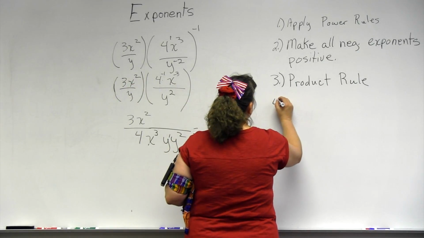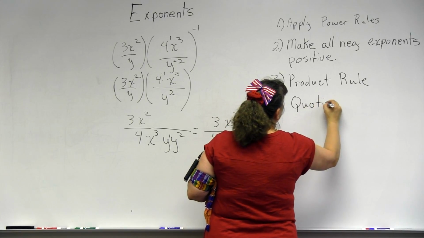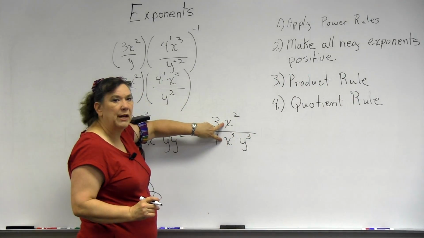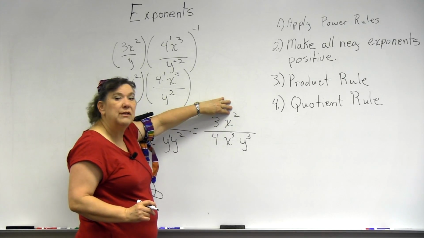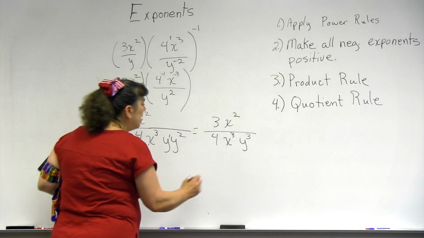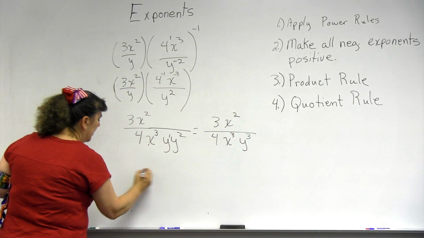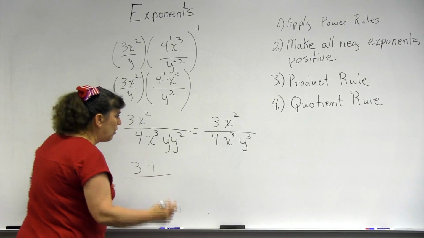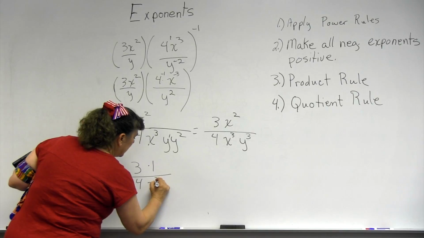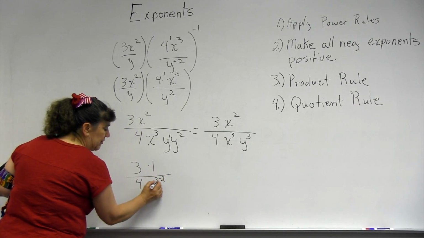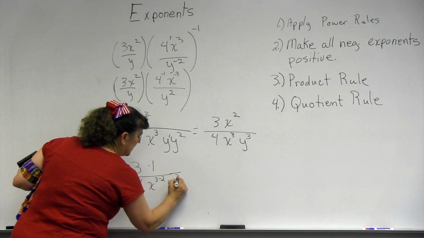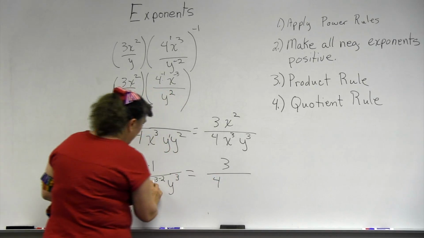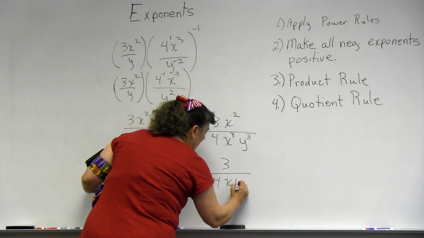Now, my last step is going to be to apply my quotient rule. Do we have the same base in the numerator and the denominator? Yes, we do. We have x's here. The exponent in the numerator is smaller than the exponent in the denominator. Therefore, I am going to do my subtraction in the denominator. So we're going to have 3, and the x squared on top is going to become a 1, because x squared divided by x squared is 1. And you have 4 times x to the 3 minus 2, because that's also divided by that x squared. And then my y cubed doesn't change. This finally ends up with 3 times 1 is 3 over 4 times x to the 3 minus 2, which is just simply x, and then y to the third.